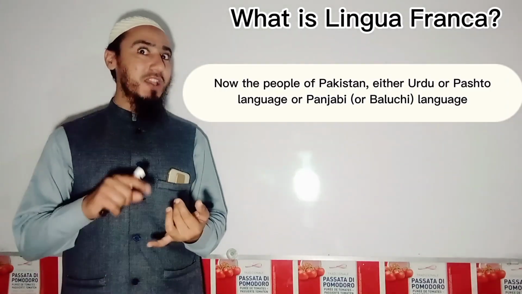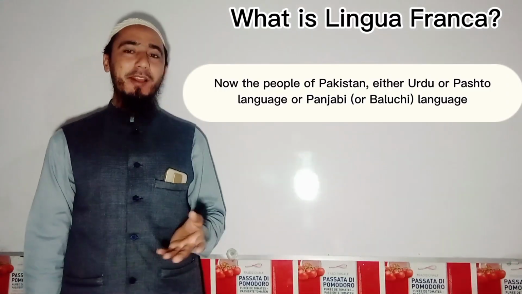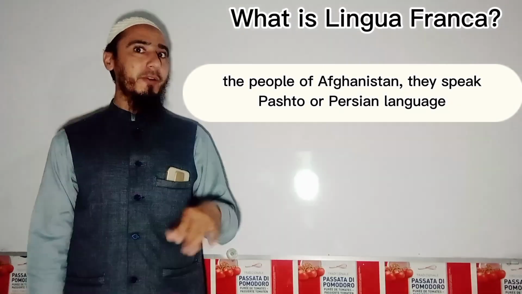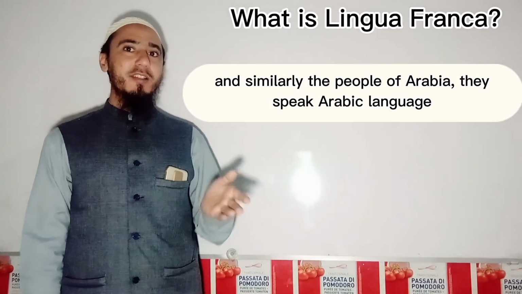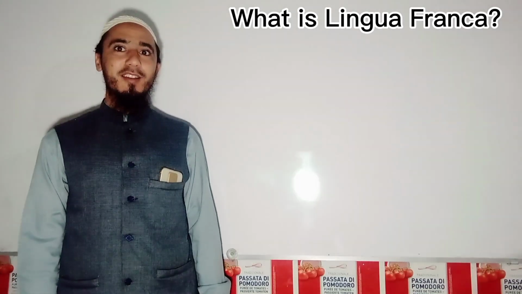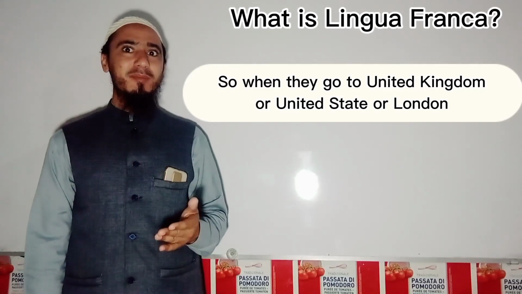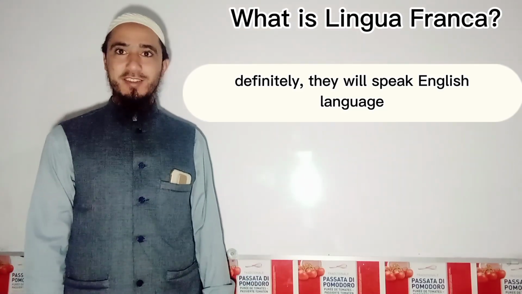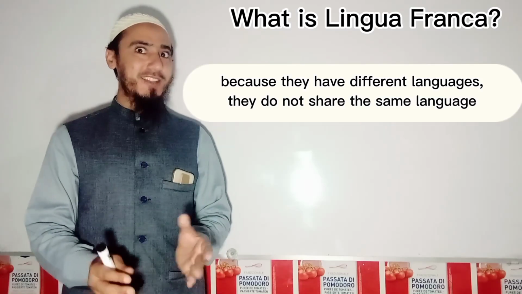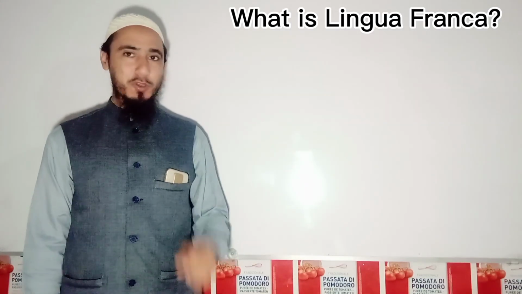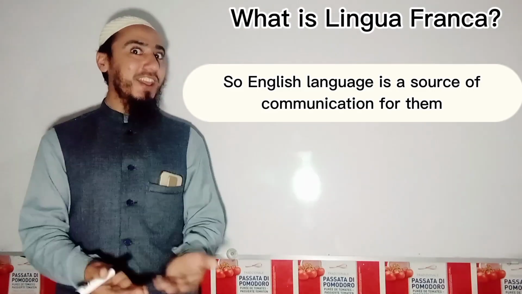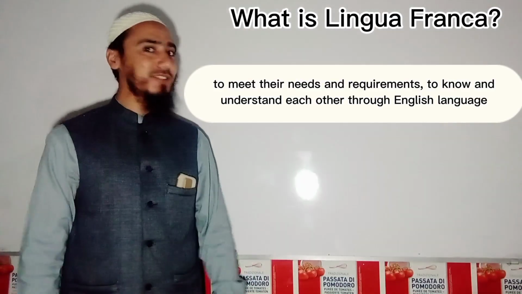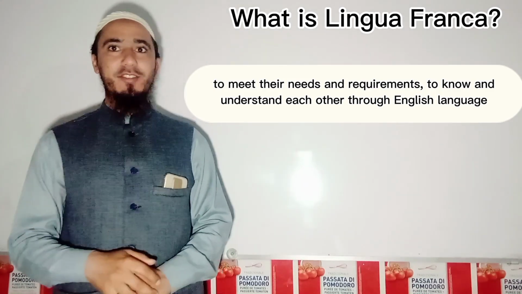Now, the people of Pakistan speak either Urdu or Pashto or Punjabi. The people of Iran speak, for example, Persian. The people of Afghanistan speak Pashto or Persian. And similarly, the people of Arabia speak Arabic. So when they go to the United Kingdom or United States or London, definitely they will speak English because they have different languages. They do not share the same language. So the English language is a source of communication for them. So English is now a lingua franca for them to meet their needs and requirements, to know and understand each other through the English language.